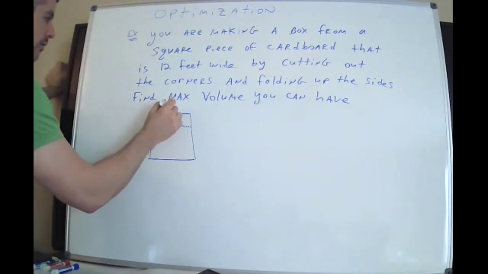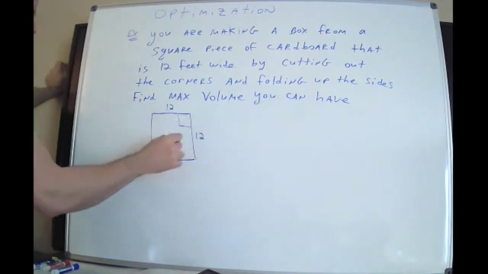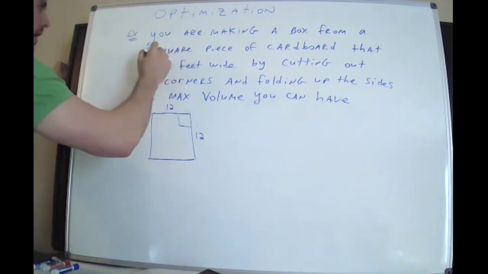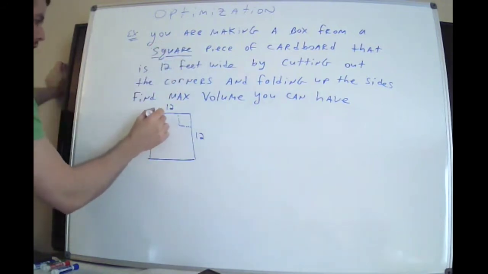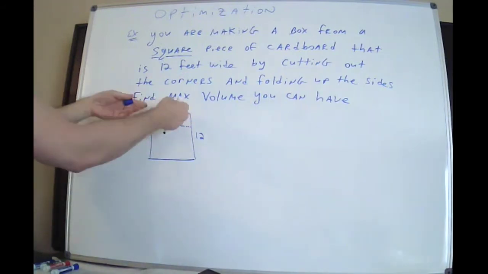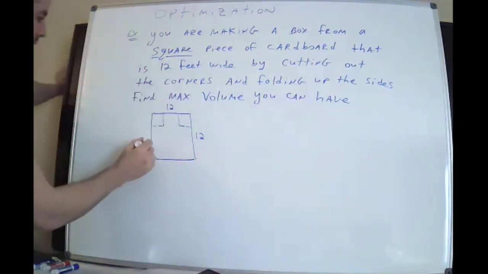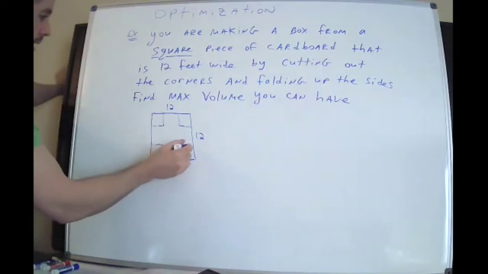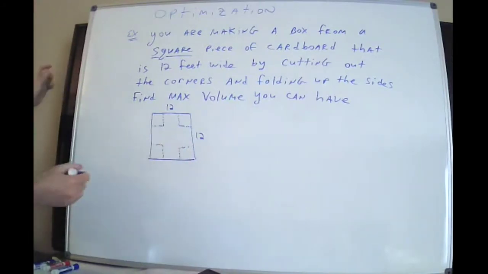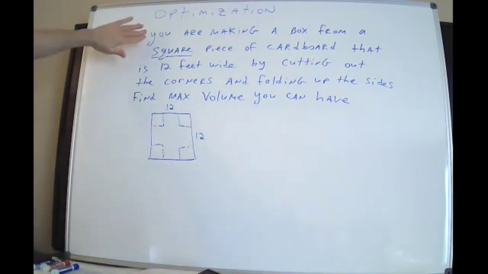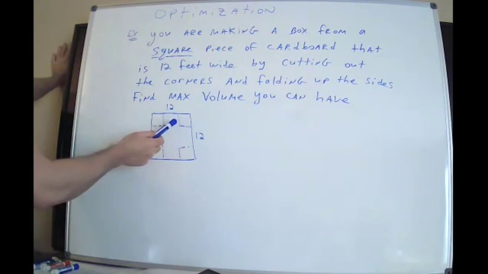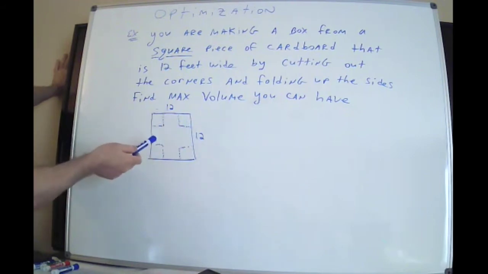I know that my box is 12 by 12. All the sides are 12. It's a square. It says square. So I'm going to cut the corners off, and I'm going to fold up what's left. And it'll make a box with an open top. It actually should say open top, but I didn't write that. So the question is, how much do you chop off so that you could make the biggest box possible?